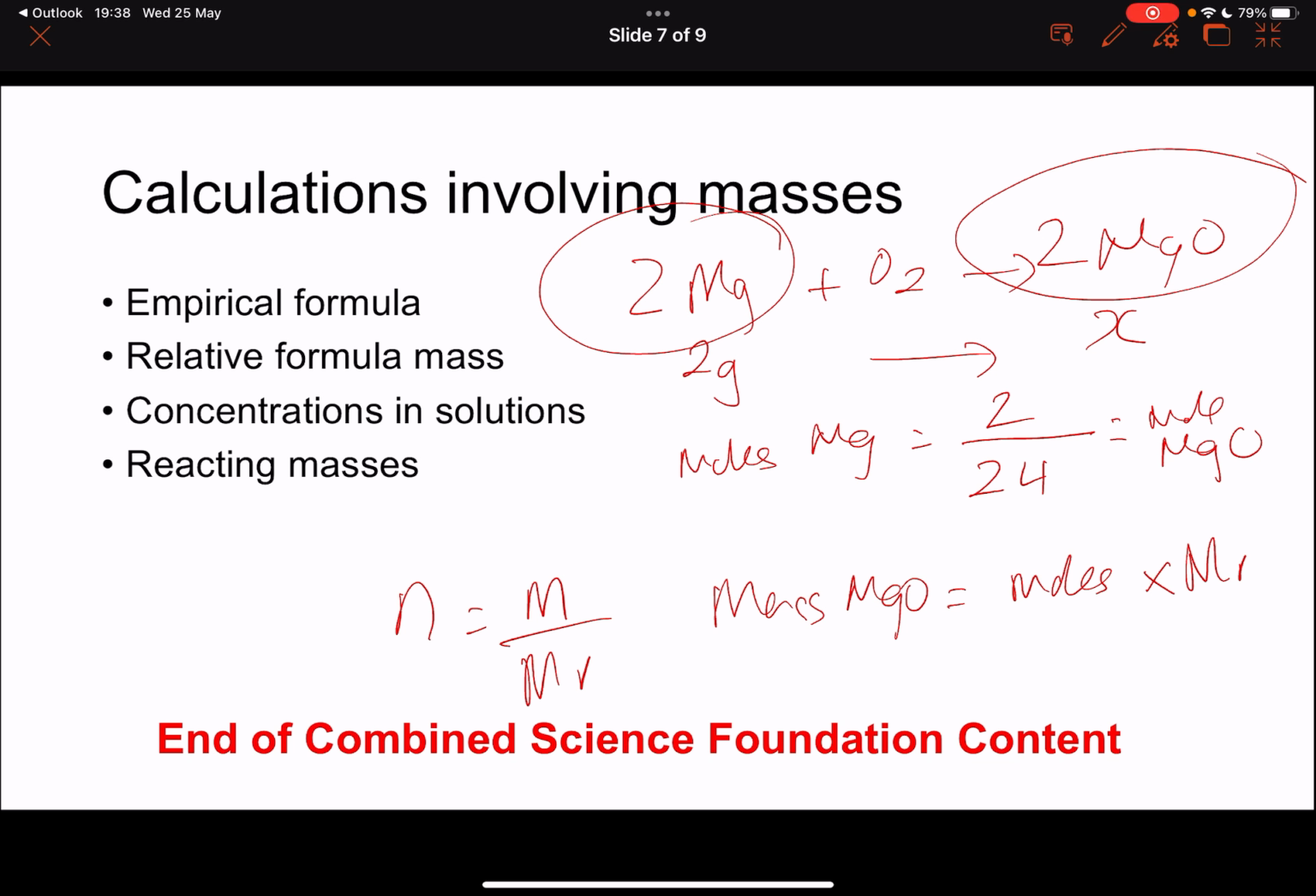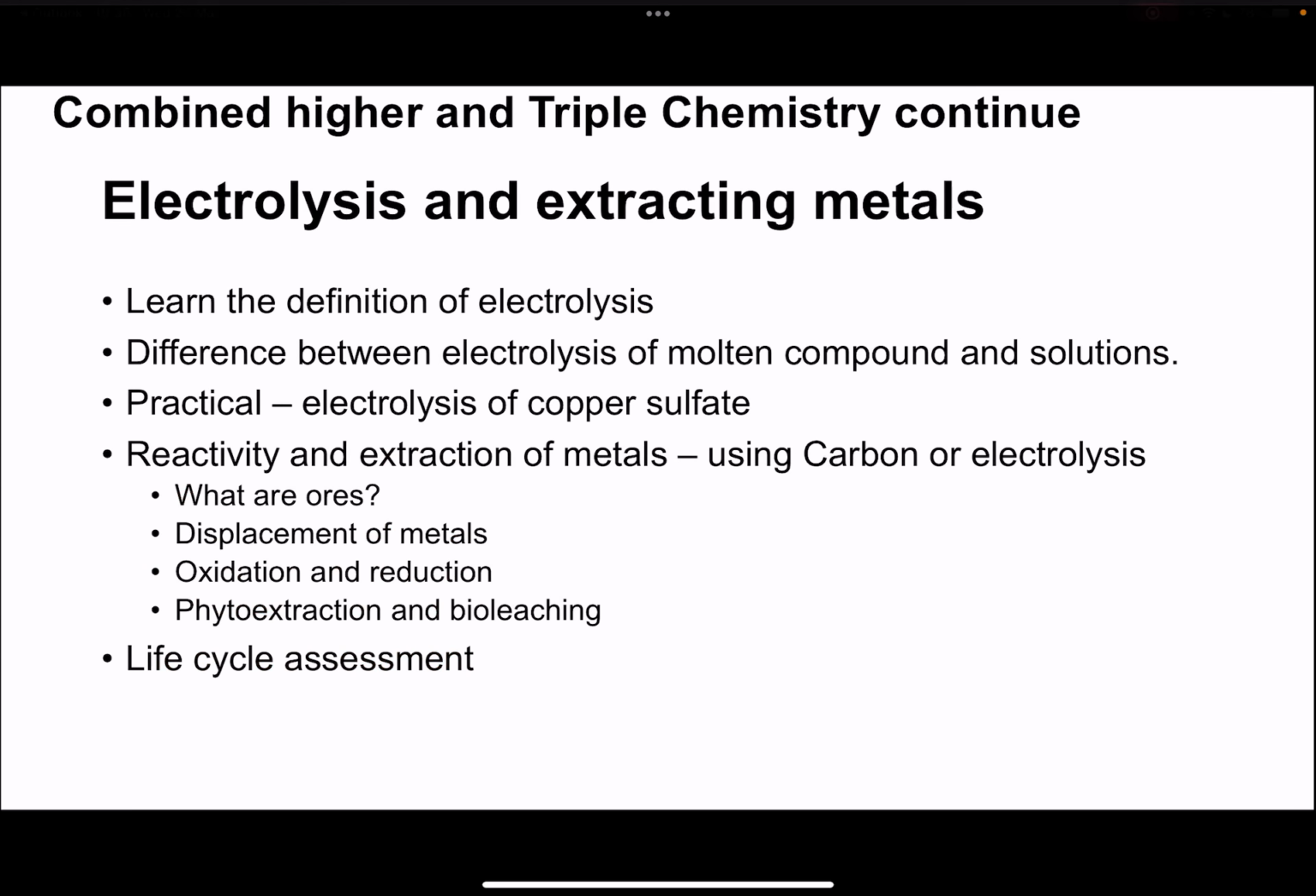So if you are doing combined science foundation, you can switch off now. Okay, so now I'm going to move on to what extra is required for combined higher. Oh, moles is higher, by the way, so I'll just put that there.